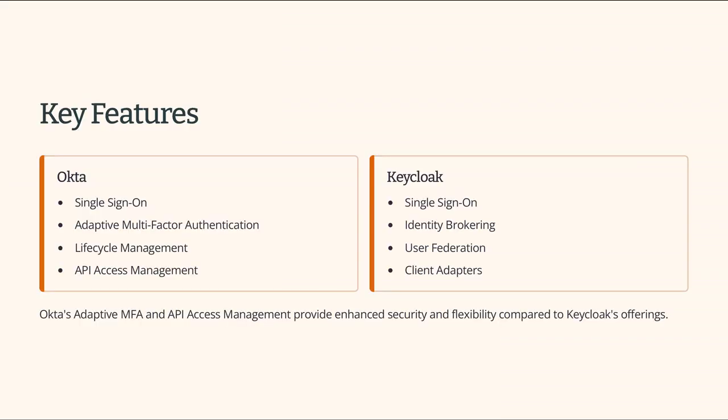Okta offers features like single sign-on, adaptive multi-factor authentication, lifecycle management, and API access management. On the other hand, Keycloak provides features such as single sign-on, identity brokering, user federation, and client adapters. While both platforms offer similar functionalities, Okta's adaptive multi-factor authentication and API access management stand out for their added security and flexibility.